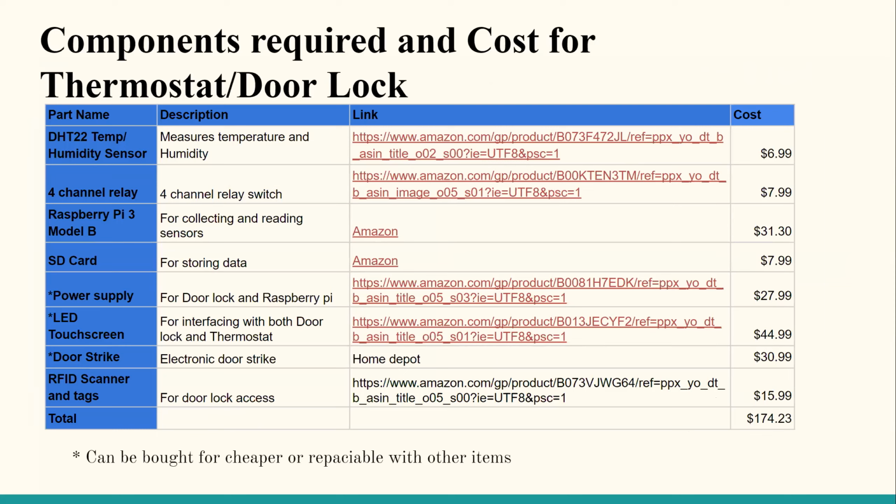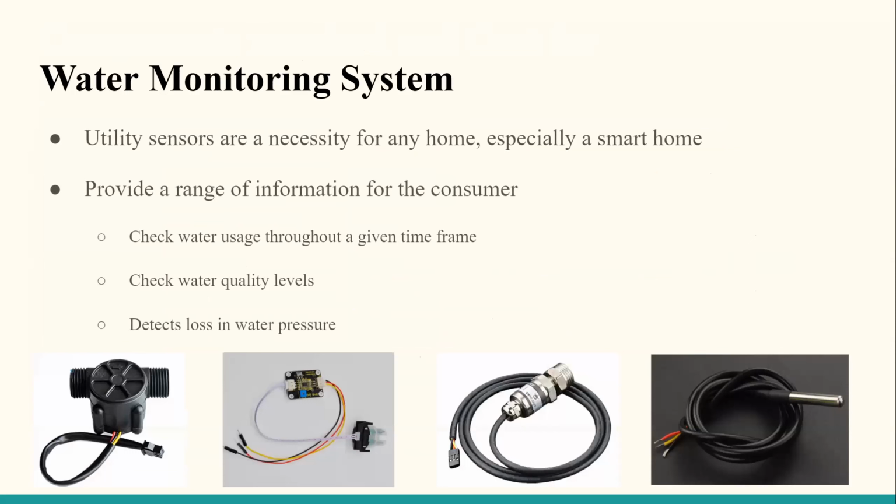Most of the cost came from the LED touchscreen and the power supply, along with the door strike, but the door strike can be gotten cheaper depending on where you get it. And then the LED touchscreen was just, with COVID, a little bit more expensive, along with the power supply. So you can get it for cheaper.